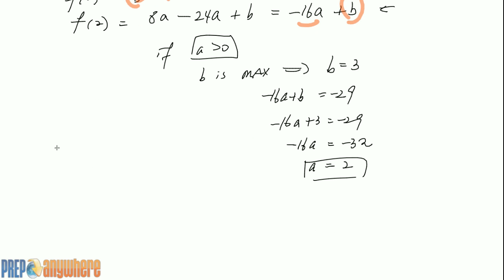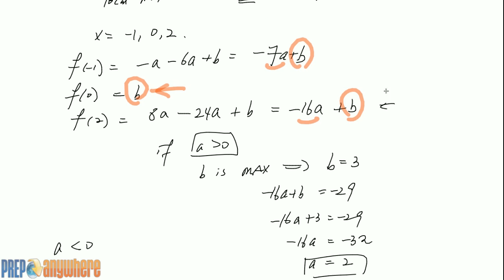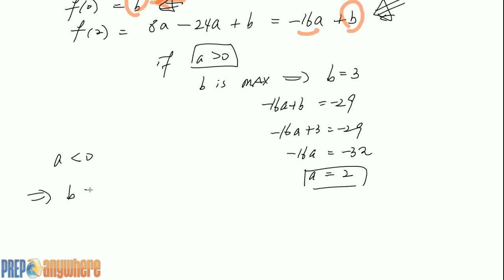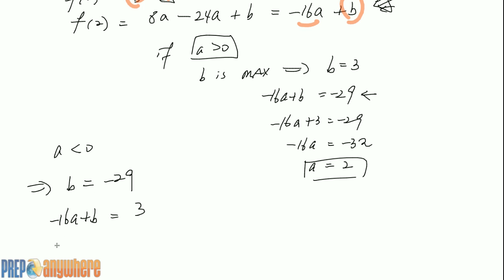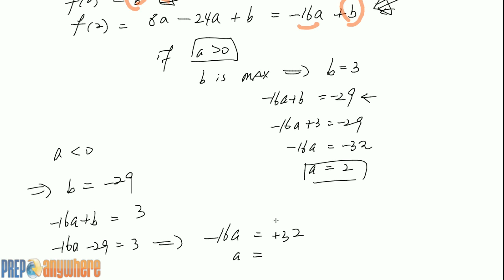But a doesn't have to be positive, a can be negative. Okay, so let's consider if a is negative. Then, that's the maximum, and this is the minimum. Okay, so then, you get b is actually equal to -29. Okay, and then minus 16a plus b is the maximum, which is 3. Okay, so minus 16a minus 29 is equal to 3. And you get minus 32, so a is equal to minus 2 here.